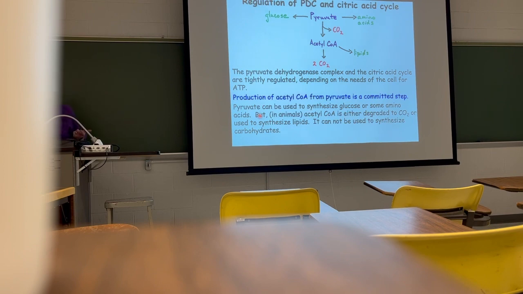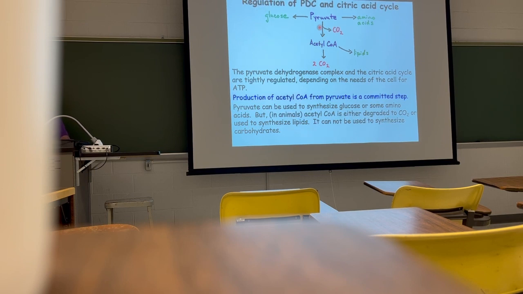Okay, so these reactions are regulated. Pyruvate dehydrogenase complex and the citric acid cycle are regulated in a coordinated way. And so pyruvate, I mentioned, can be used to make acetyl-CoA. It can also be used to make glucose in gluconeogenesis that we talked about on Wednesday. It can be used to make amino acids. So how pyruvate is used is controlled by the cell, depending on what the cell needs.